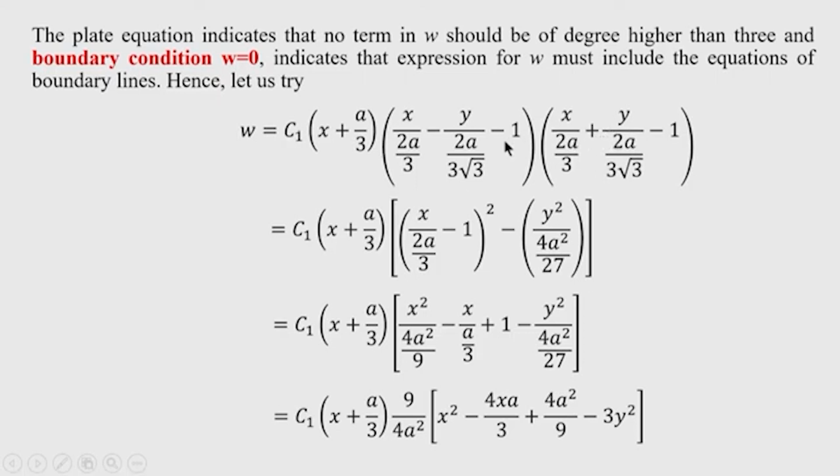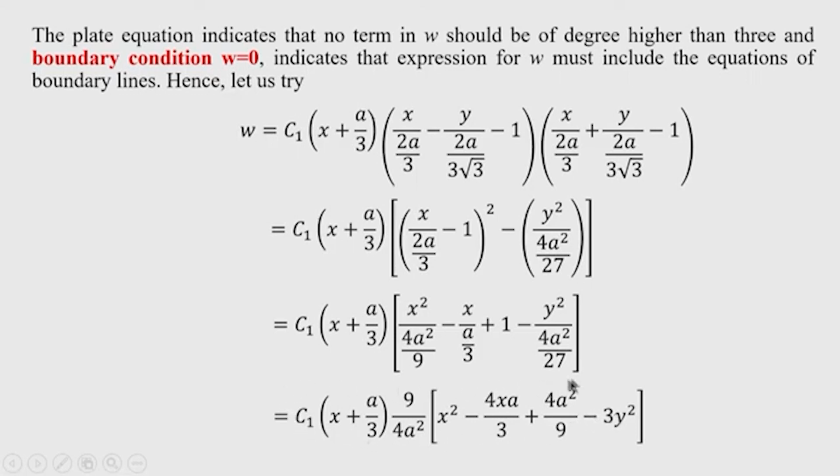So, that means a plus b into a minus b, if you apply this formula, you will get a square minus b square. So, I have written like that, and after simplification one can write the expression inside the third bracket as this. Okay. Now, further simplification of this expression will give you W as C1 into x plus a by 3 into 9 by 4 a square parenthesis x square minus 4xa divided by 3 plus 4a square by 9 minus 3y square.